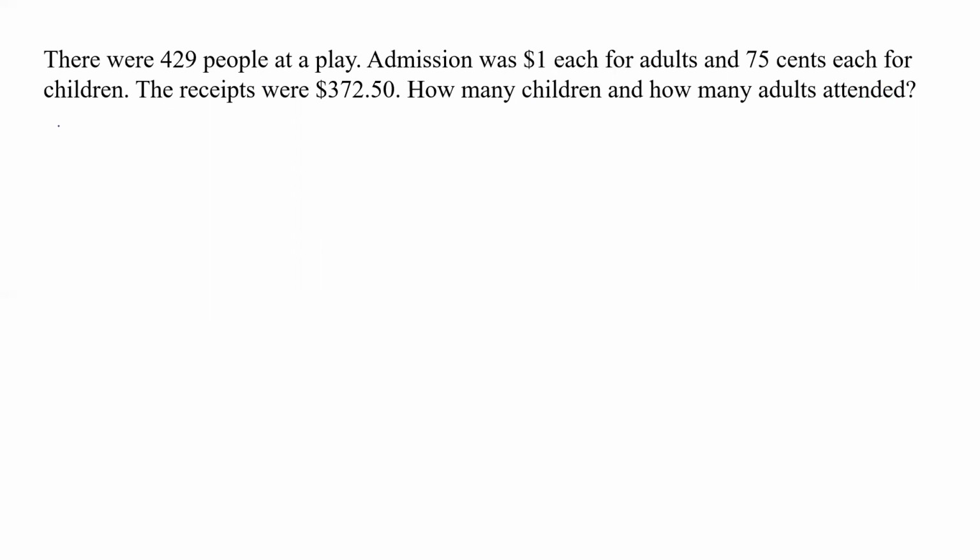So let's let X equal the number of adult tickets. And then we'll say Y is equal to the number of child tickets. Now, adult tickets were how much? They were $1 each, and these were 75 cents each. And I'm putting them in the same unit, so $1 and $0.75, okay?